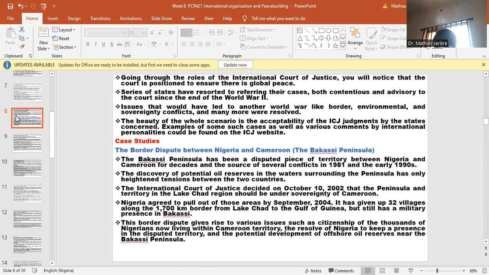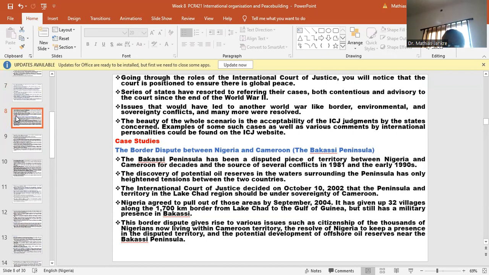Now, let's look at some cases. The border dispute between Nigeria and Cameroon, the Bakassi Peninsula. The Bakassi Peninsula has been a disputed piece of territory between Nigeria and Cameroon for decades and the source of several conflicts in 1981 and the early 1990s. The discovery of potential oil reserves in the waters surrounding the peninsula has only heightened tension between the two countries. The International Court of Justice decided on October 10, 2002 that the peninsula and the territory in the Lake Chad region should be under the sovereignty of Cameroon.